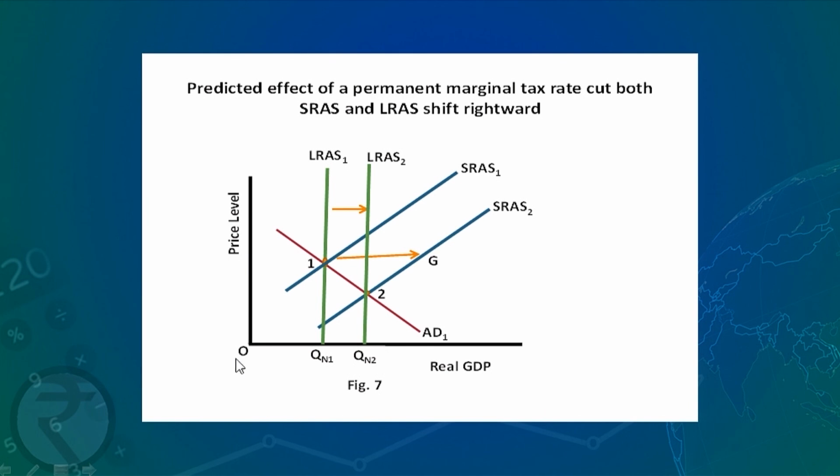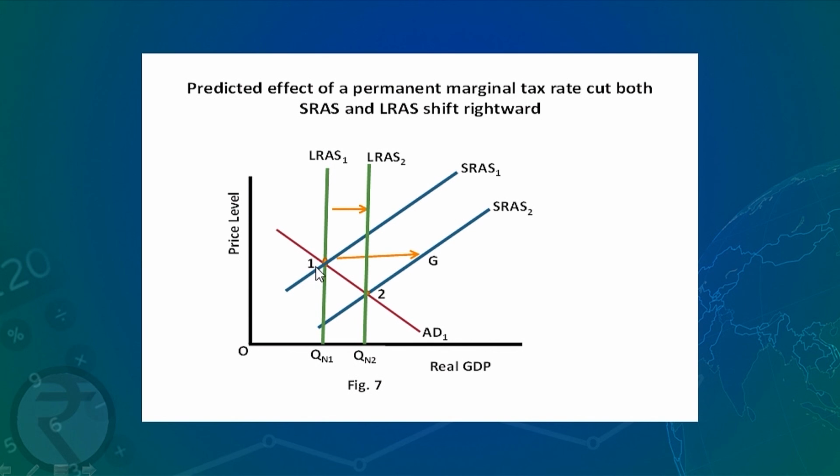Now, in figure 7, real GDP is shown on the x axis and price level on the y axis. The short run aggregate supply curve SRAS1 and aggregate demand curve 1 are intersecting at point 1, and here it is also being intersected by the long run aggregate supply curve 1, and the economy is at the level of full employment, having the real GDP OQN1.